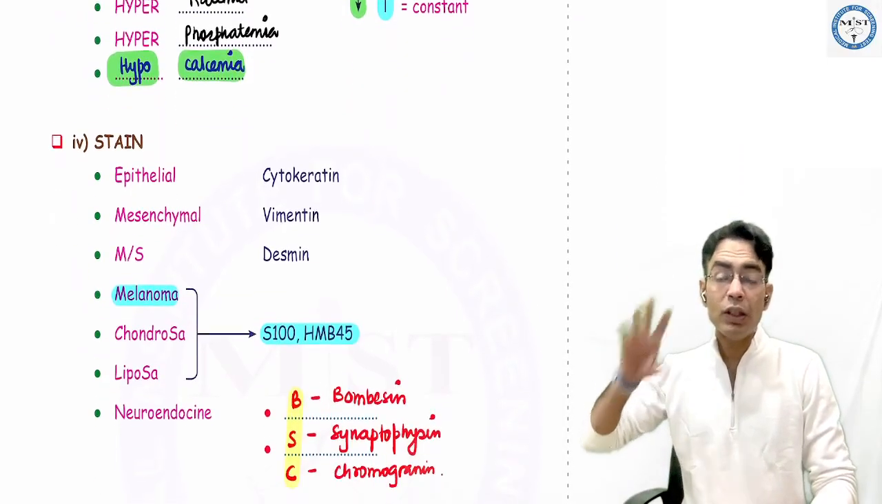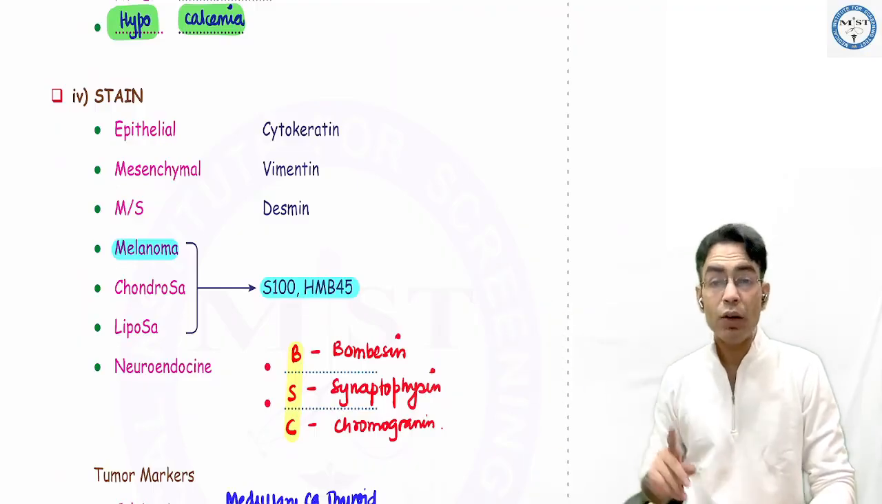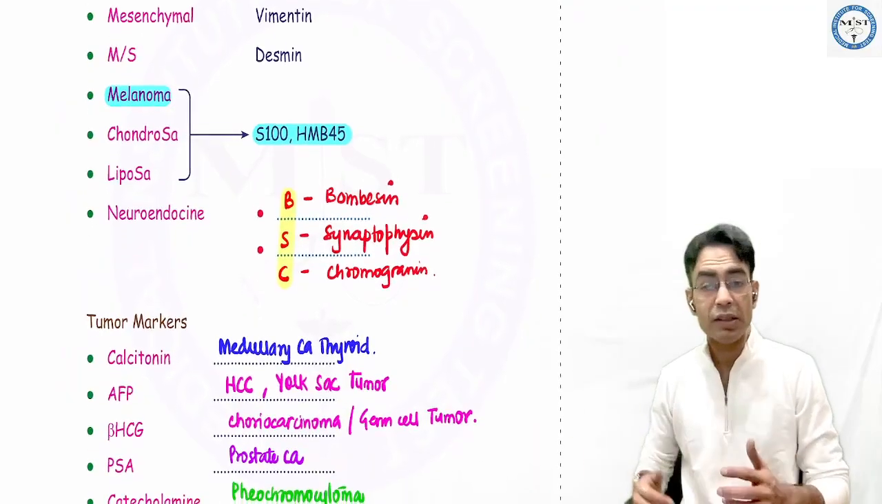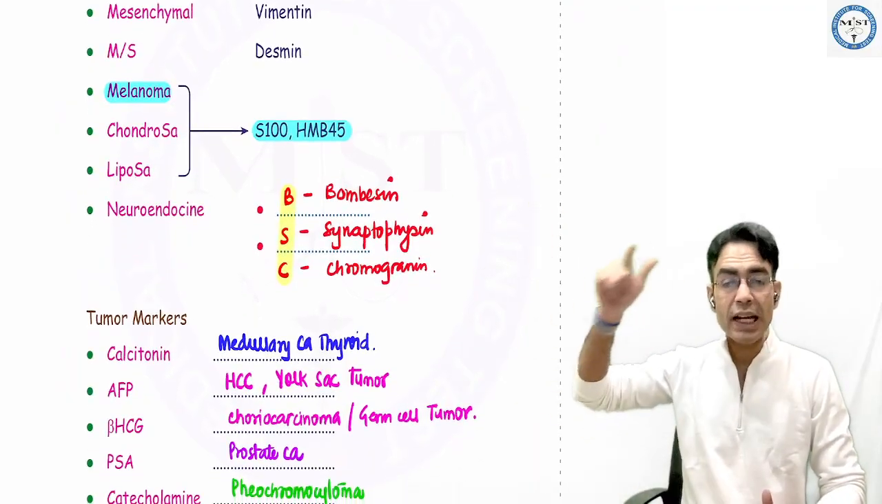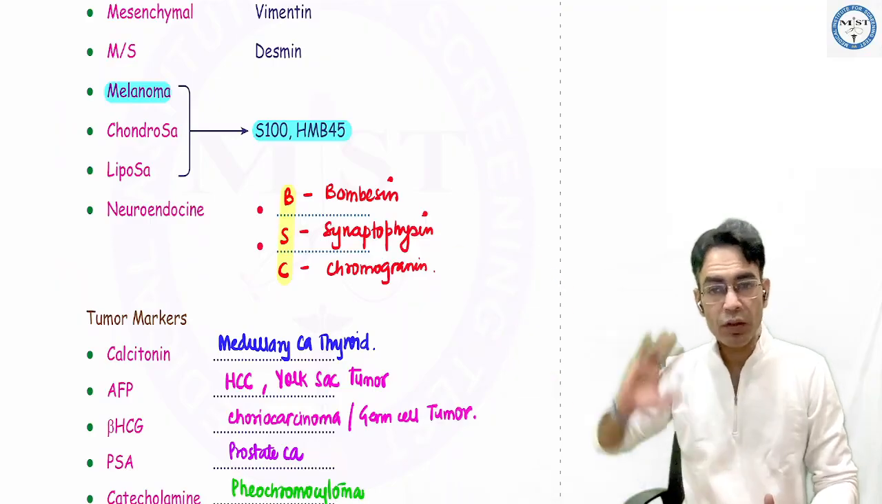Stains, I just told you: learn melanoma, S100, HMB45, the stain is Masson-Fontana. For neuroendocrine tumors, I told you Irrfan Khan died because of this. So this question comes every 2 or 3 times. NSE, bombesin, synaptophysin, chromogranin: any neuroendocrine tumor will be positive for this.